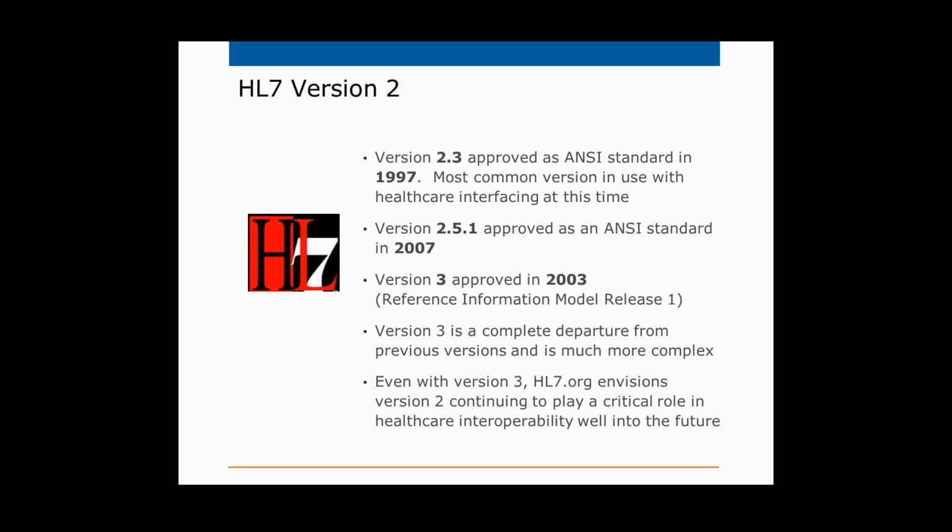That being said, you would think that as new versions come out, that just supersedes the previous version, and the previous versions become obsolete. Not necessarily the case with the version 2 family. HL7.org does envision that the version 2 family is going to continue to play a critical role in healthcare interoperability for many years to come. So everything we're going to talk about today with version 2.5.1 should still be relevant with healthcare interoperability for many years to come, even with version 3 out there.